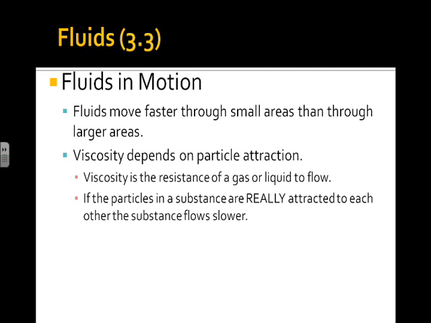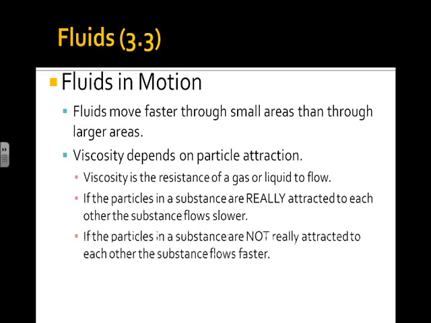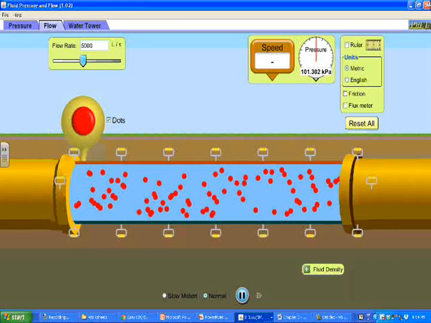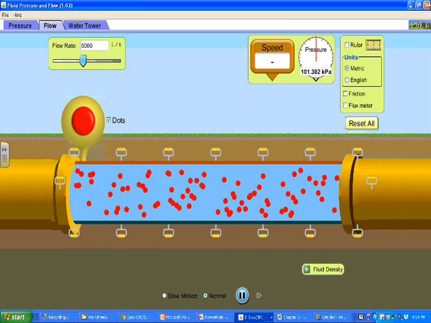If the particles in a substance are really attracted to each other, then the substance is going to flow slower. In honey, it's thick and it flows very slowly. The honey particles are very attracted to one another, so they stay together longer and don't want to flow very fast. If the particles in a substance are not really attracted to one another, then it's easier for the substance to flow faster. This is our example of a fluid in motion.